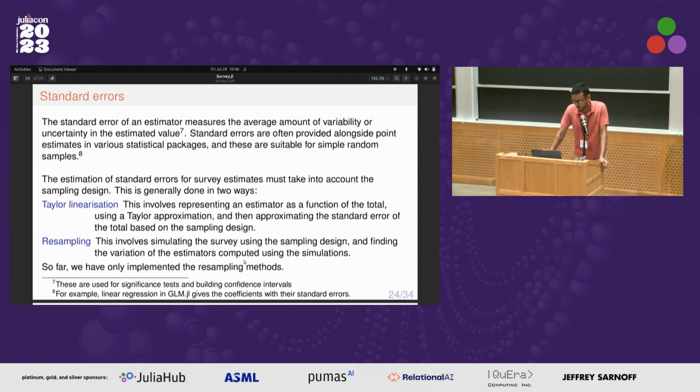And there are two ways of doing this. One is called Taylor linearization. We have not implemented this in the package. The other is resampling. So you simulate your survey using the survey design. And then for each of the simulations, you find out your estimator. And then from there, you find out the variance. And this is where Julia is a lot faster than R. We found that for most of these simulation techniques, it's about 10 times faster. You can think of it as, for the same amount of time, you can do 10 times more samples of your simulation.